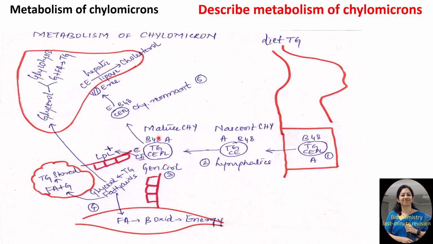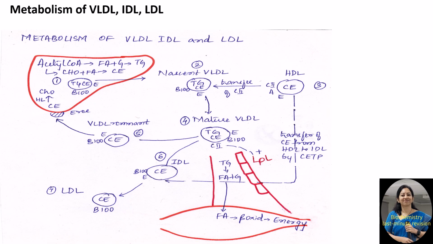So this mature chylomicron, after losing its TG, gets converted to chylomicron remnant, and with the help of apolipoprotein E, it is taken up by the hepatocytes, and the cholesterol esters are released. Cholesterol esters are acted upon by hepatic lipase enzyme, releasing the cholesterol. So when only chylomicron metabolism is asked, you can write this. So a quick summary of metabolism of VLDL, IDL and LDL.